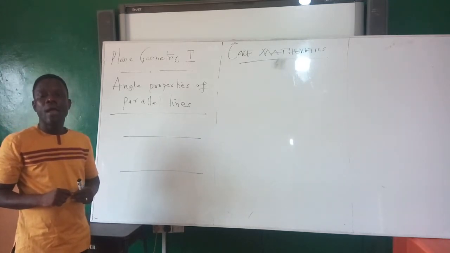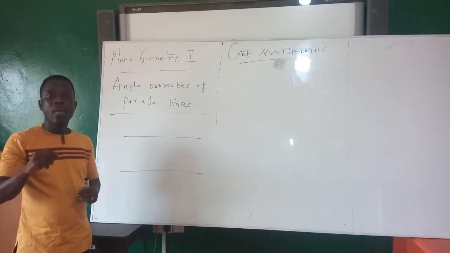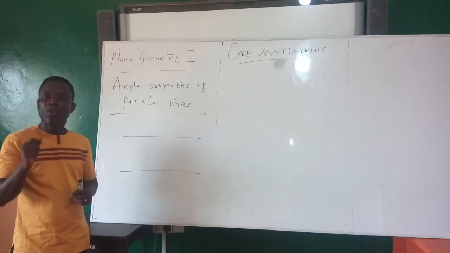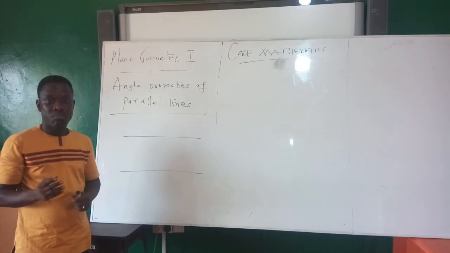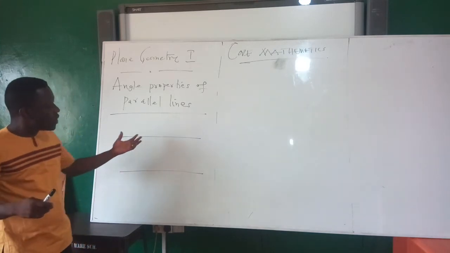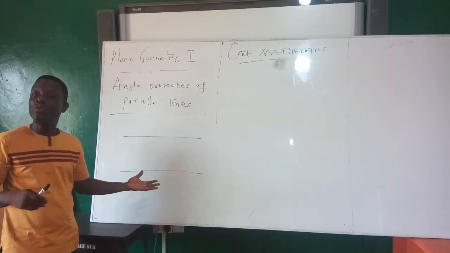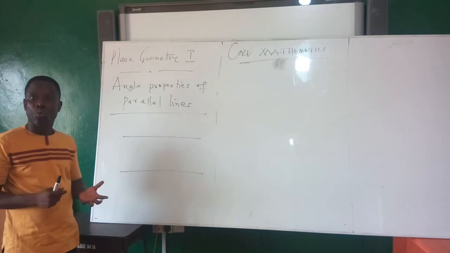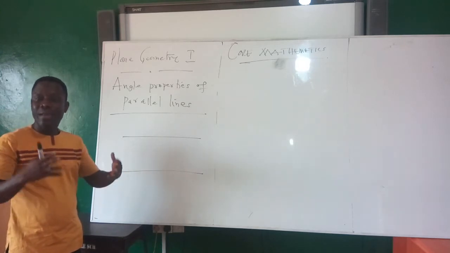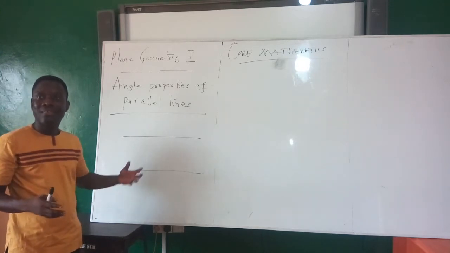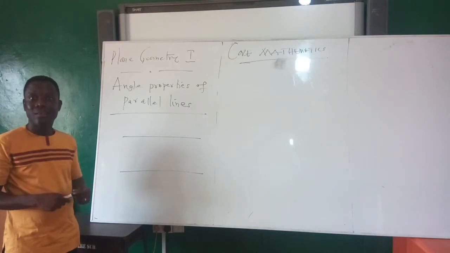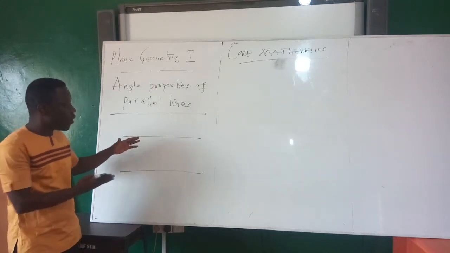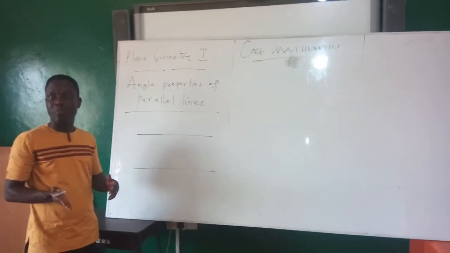Now, in mathematics, we normally do not just assume. So if you came across, for example, these two lines, how would you know, or how can you be categorical that these two lines are parallel lines?